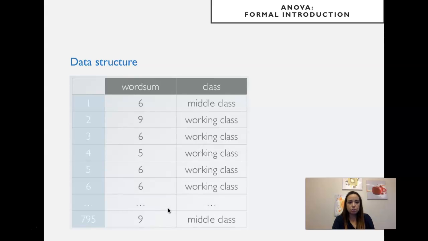So here's our data structure. You have your numeric variable. So you see how this is the long format. You have the numeric variable here, which is the score in the vocabulary test. And we have the class variable that identifies which group that score came from.